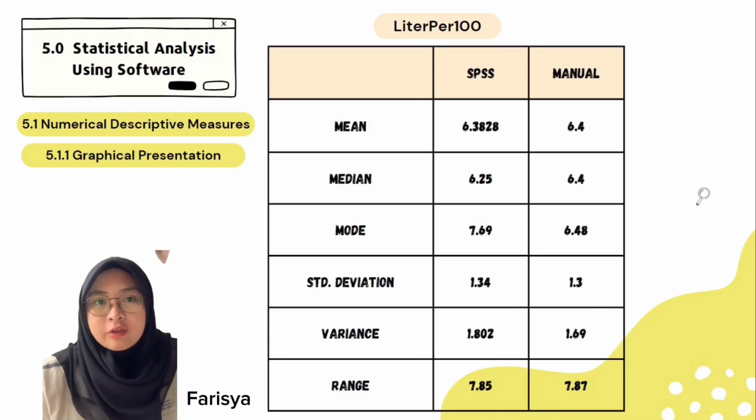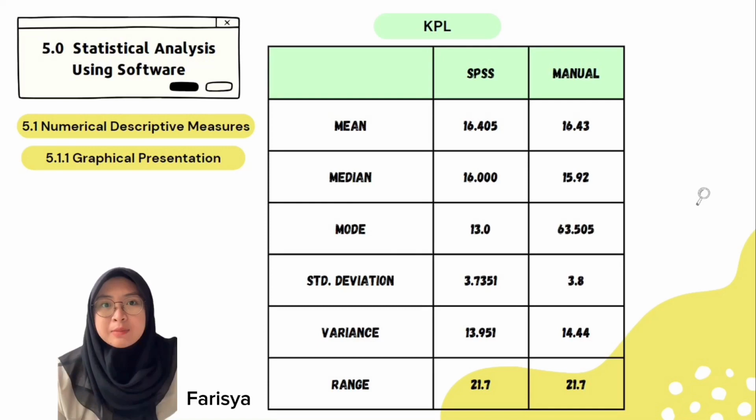Table shows the data of mean, mode, median, standard deviation and variance for liter per 100, which is obtained from SPSS and also calculated manually. Result data for both methods are not too different. Next, table shows the data of mean, mode, median, standard deviation, and variance for KPL, which is obtained from SPSS and calculated manually.